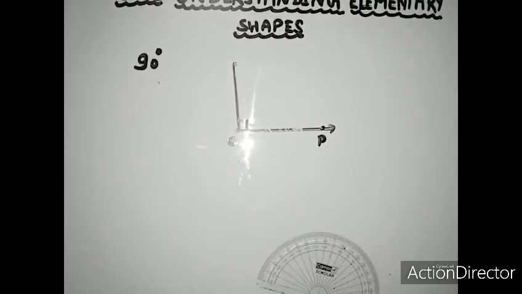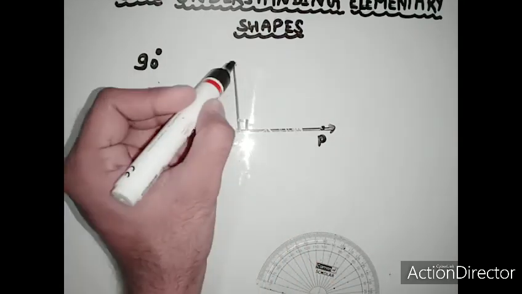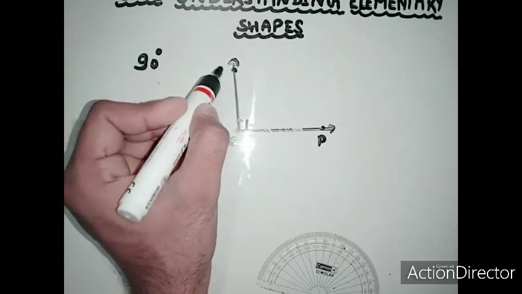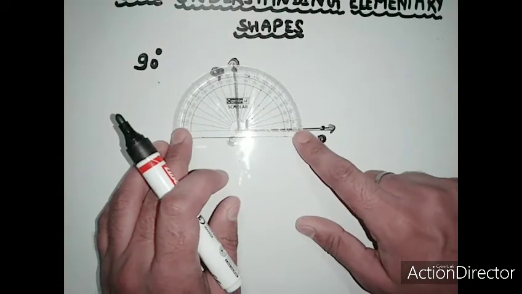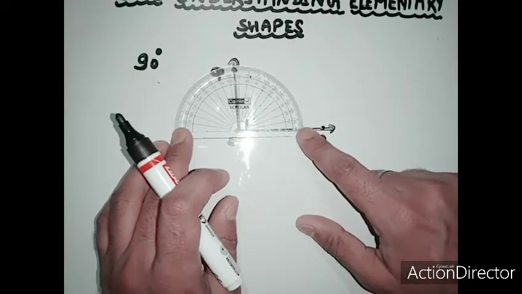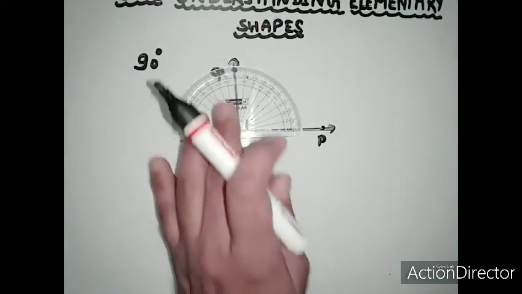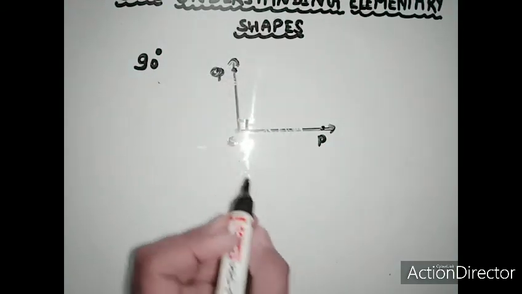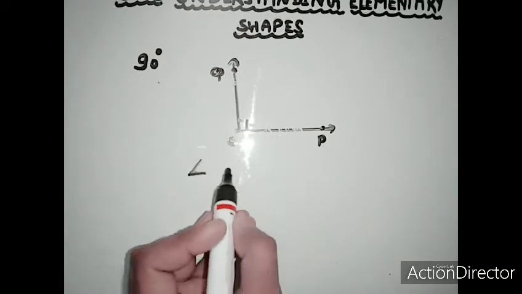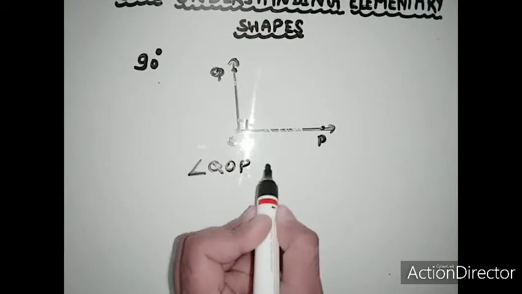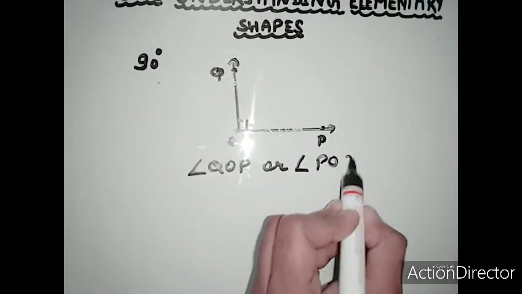Now after that, we also check whether our angle is correct or not, whether it's 90 degrees or not. So we put this protractor again and measure like this. It is exactly 90 degrees, right? Now I also give the name of this angle as angle QOP, or angle POQ.